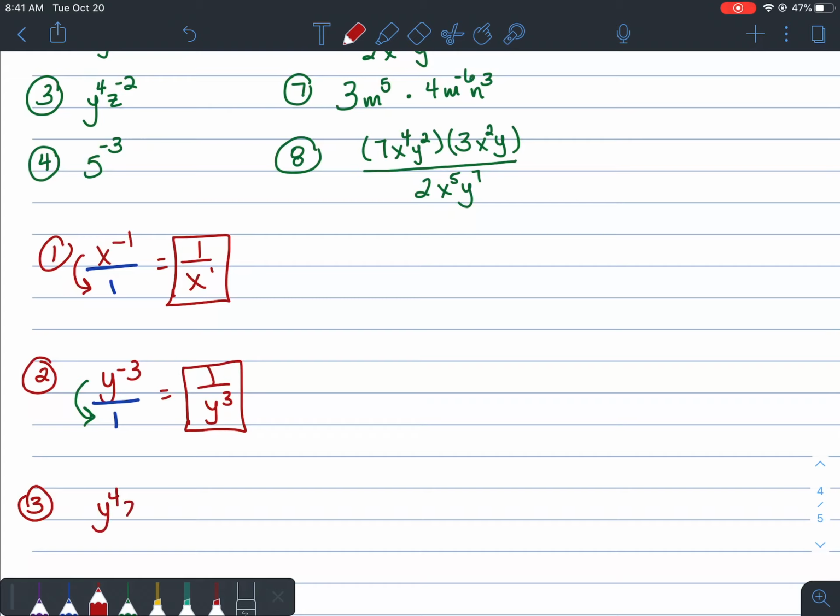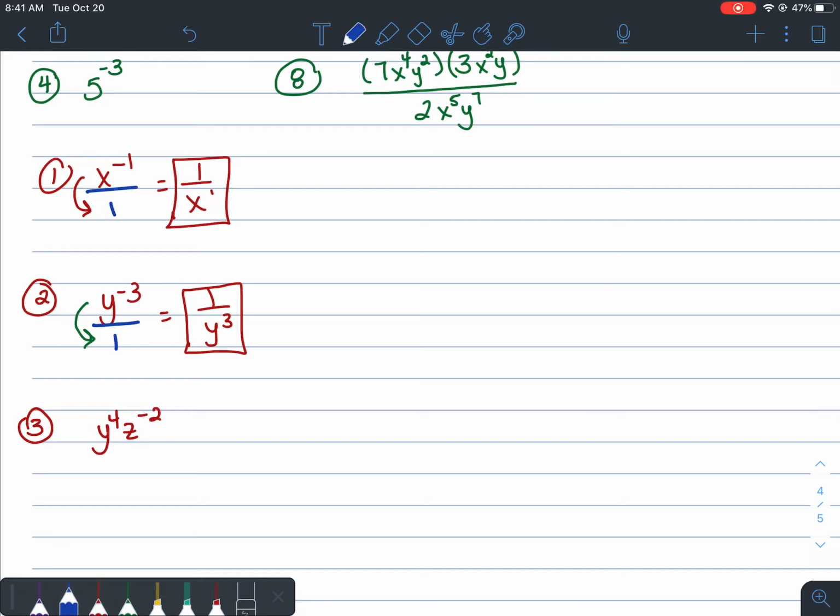And now we've got number 3. y to the 4th times z to the negative 2. Here, we have to ask ourselves, can we simplify? Well, there is multiplication, but the bases are not the same. There is no division, so we're not using the product rule or the quotient rule. Here, we want to break up our problem, right? y to the 4th z to the negative 2 is y to the 4th times z to the negative 2.